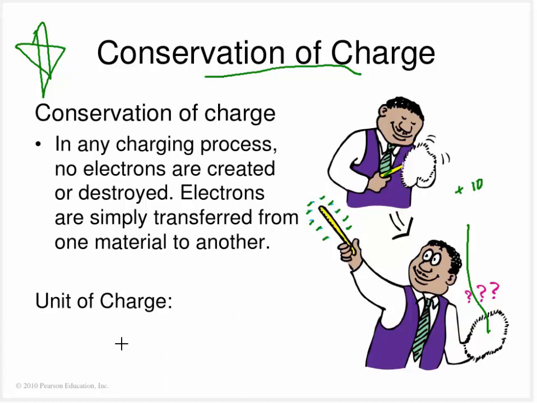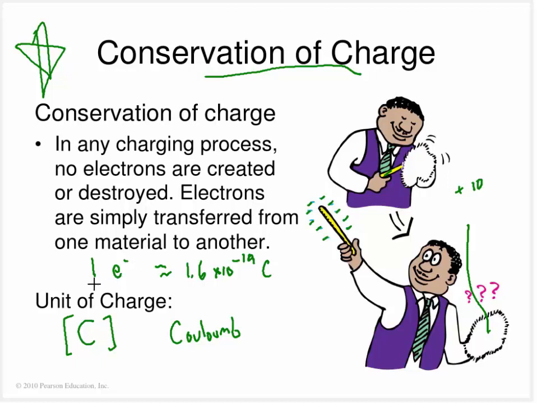Now, whenever I talk about charge, charge does have a unit, and the unit for charge is the coulomb, with a capital C, C-O-U-L-O-M-B. Something to keep in mind is how much charge an electron has. One electron has roughly 1.6 times 10 to the negative 19th coulombs. You may be saying to yourself, wow, that's not a whole lot of charge. And a coulomb is actually a very large unit of charge.